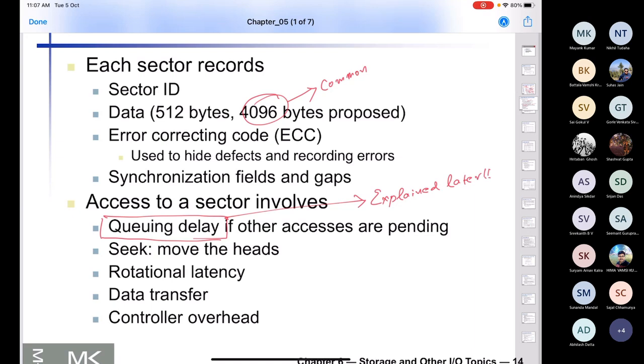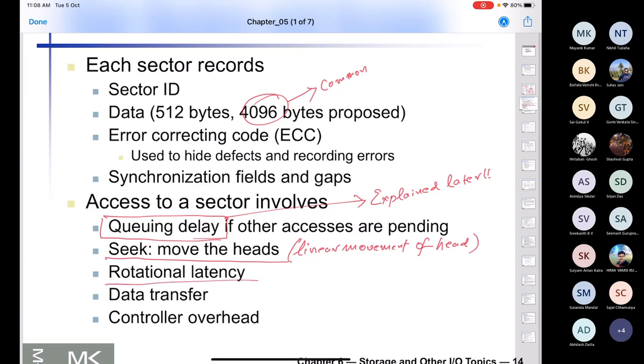I will explain it later. If not in today's class, maybe some other class in the future. Fine. Then there is the seek delay. This is the read-write head delay. As I have mentioned, this is linear movement of the head.